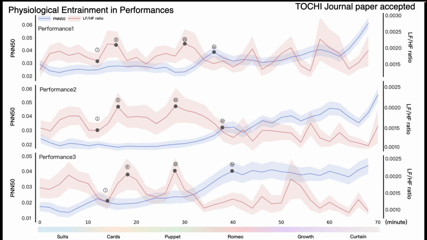And then the three performances, performance 1, 2, 3, and the two heart rate features. One is LF/HF, the low frequency to high frequency ratio, in red. This was actually what we used to control some of the animations, some of the visualizations and the sound. And also the pNN50, in blue. This is a heart rate variability feature. So this is what happens between the peaks of the heart rate.